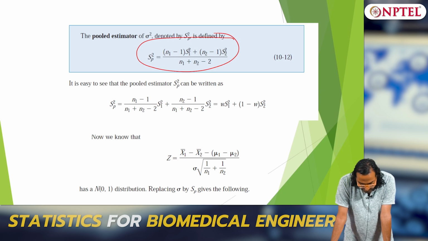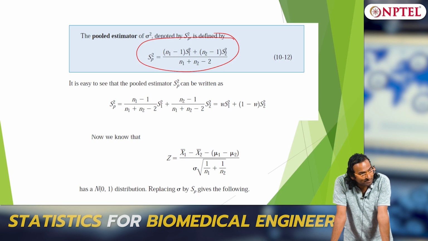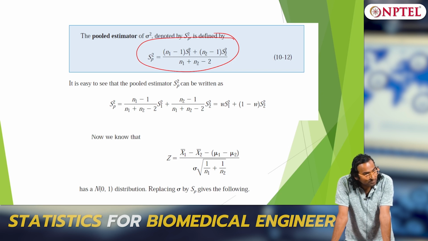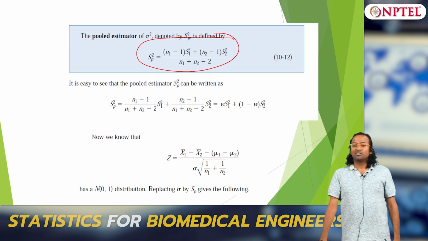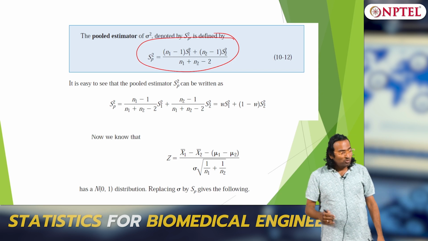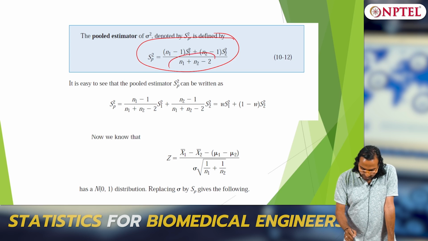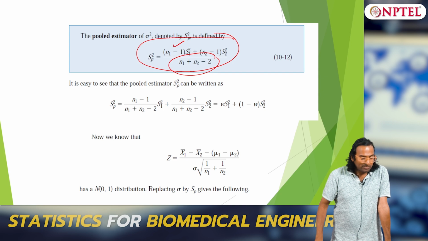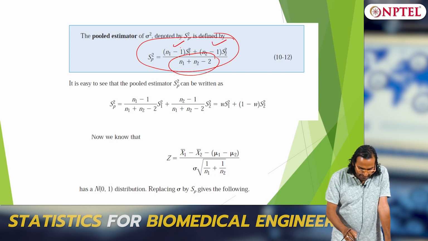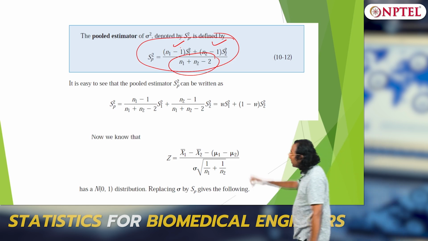How did I get this? How did I get the pooled estimator? Any idea? So the total degrees of freedom is what? n1 plus n2 minus 2. For each variance I calculate a mean. So n1 plus n2 minus 2 is the one. So this is the total variability in n1, this is the total variability in n2, with their degrees of freedom, and I divided by the total degrees of freedom to get a pooled estimate. You understand how I got this formula?